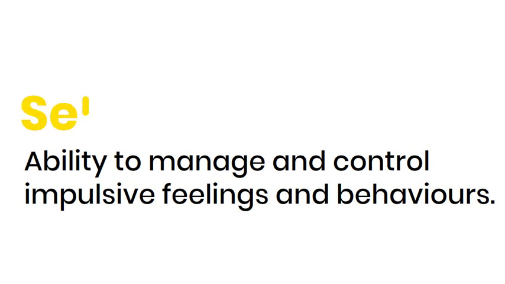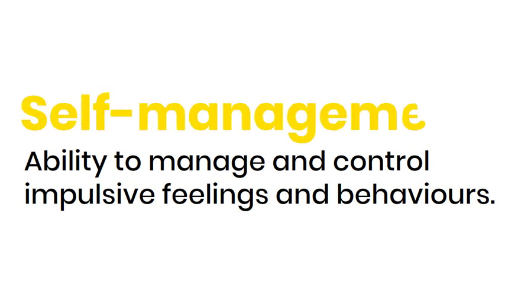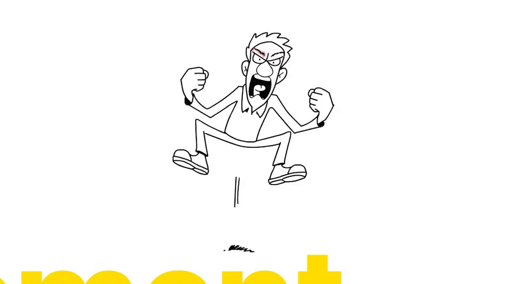Number 2. Self-management. Self-management is also known as self-regulation and is about controlling your emotions. It refers to the ability to manage and control impulsive feelings and behaviours, maintain a positive outlook despite setbacks, and follow through on commitments even in the face of obstacles. This domain is not about suppressing emotions, but rather appropriately managing emotional reactions to various situations.